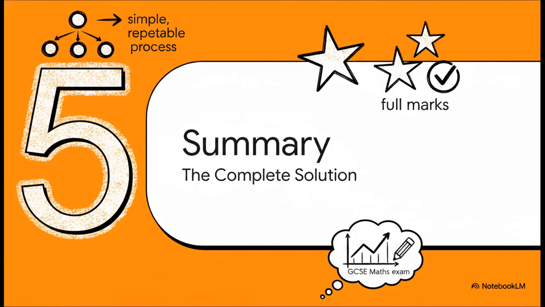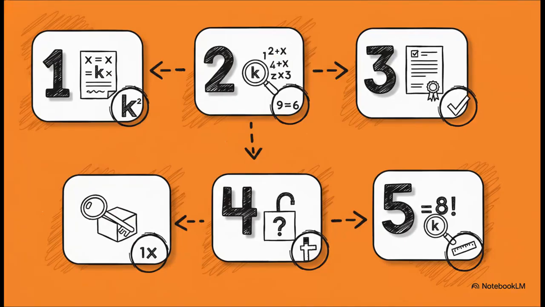Okay, so let's pull all that thinking together. Let's create a simple, repeatable process that will help you nail questions just like this every single time. Here it is, your 5-step checklist. First, always write that general equation with k in it. Second, plug in the numbers the question gives you to find that value of k. Third, write out your brand new complete equation. That step alone is often worth half the marks.